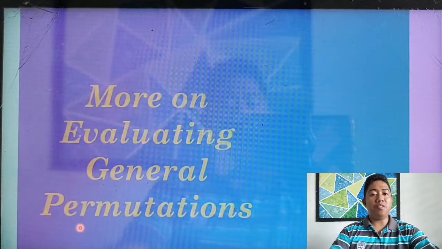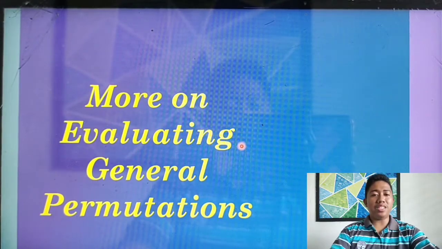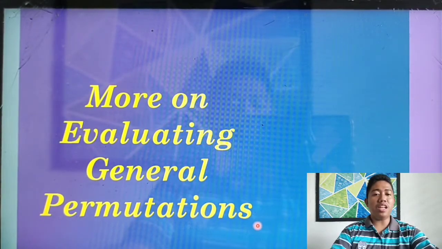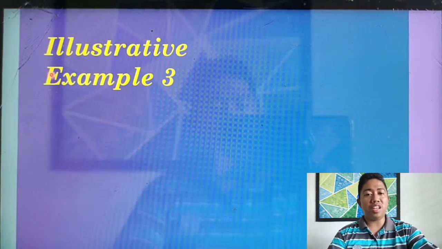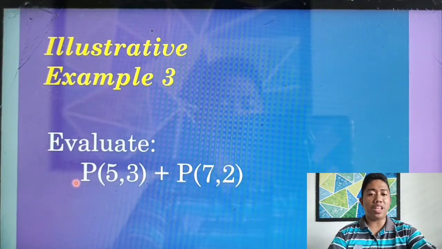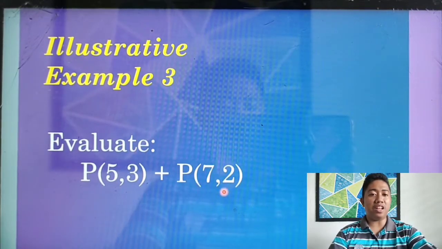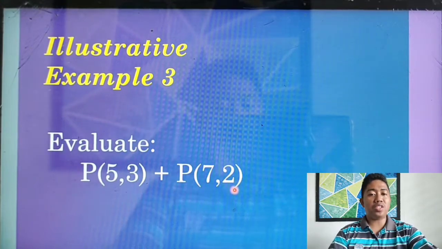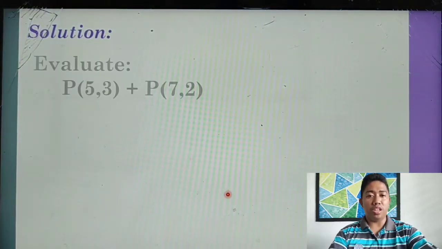Okay, let's move on to evaluating more general permutations. So to firm up with this, on evaluating general permutations, let's mix with fundamental operations. So let's start with illustrative example number 3. How will you evaluate the permutation of 5 taken 3 at a time plus permutation of 7 taken 2 at a time? In order for us to evaluate that kind of permutation expression, here is the solution.